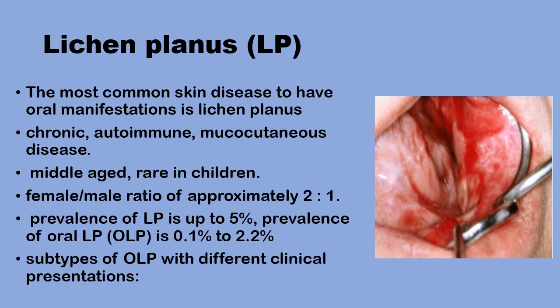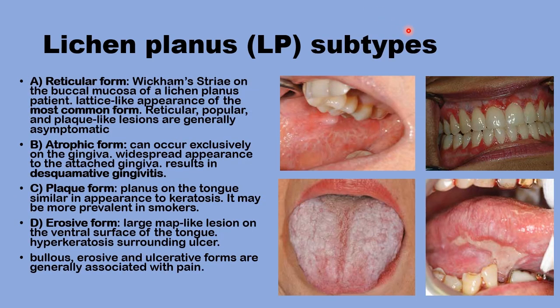The most common skin disorder to have oral manifestations is the lichen planus. It's a chronic autoimmune mucocutaneous disease that affects females more, particularly the middle-aged. The prevalence is quite high, and oral lichen planus could be seen in as much as 2% of all the cases of lichen planus. Different subtypes of lichen planus have different clinical presentations.